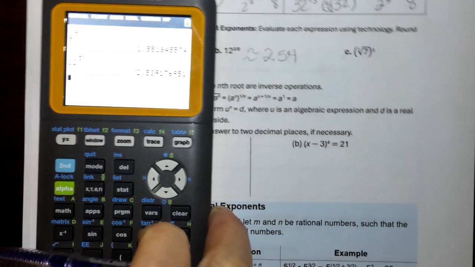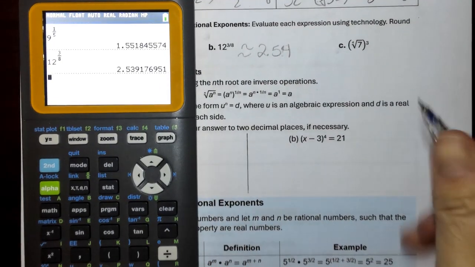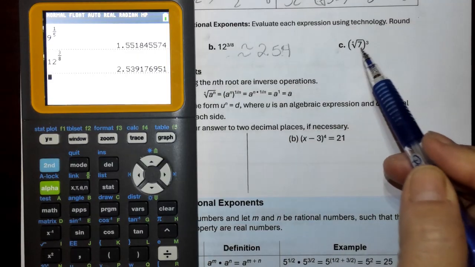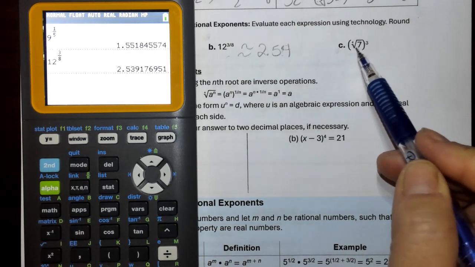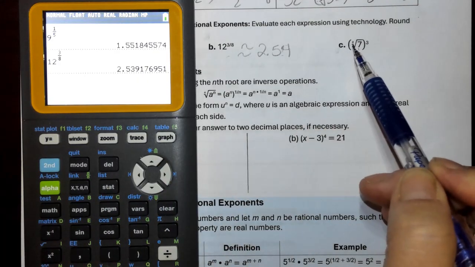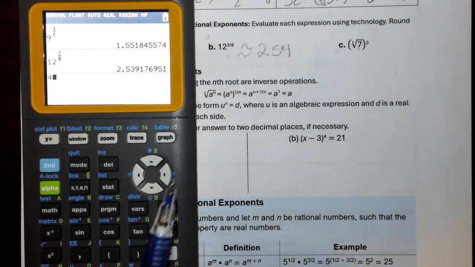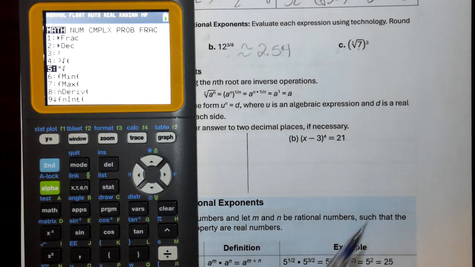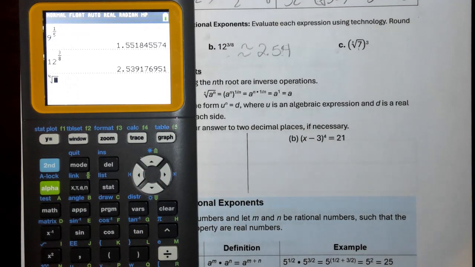All right, so this one's a little different. If you want to write it in this form, you are welcome to, but you don't have to. So what we can do is put this in. Before I hit the math button, remember if it's greater than 3, you have to put the number. So I'm going to put 4. Then I'm going to hit my math button and scroll down to number 5 and hit enter. And then I'm going to put 7 inside.